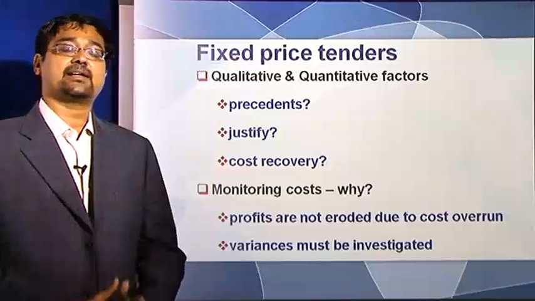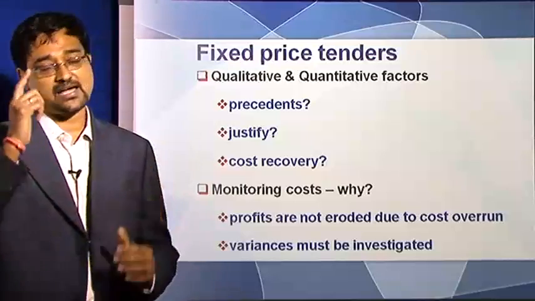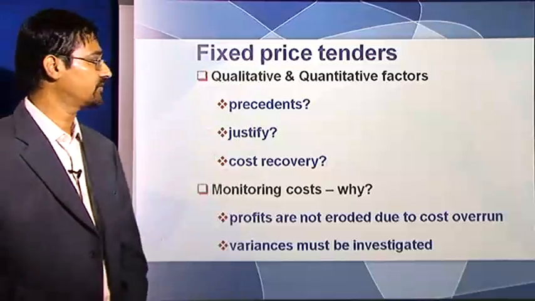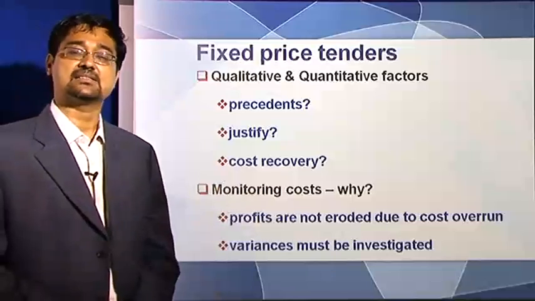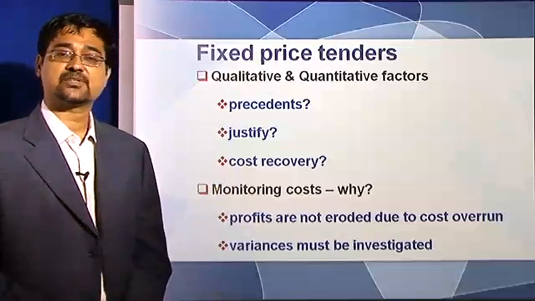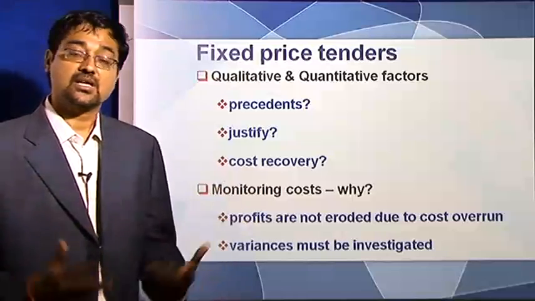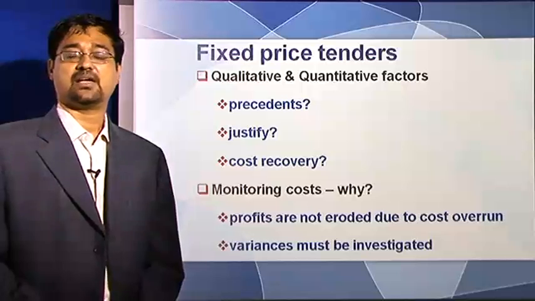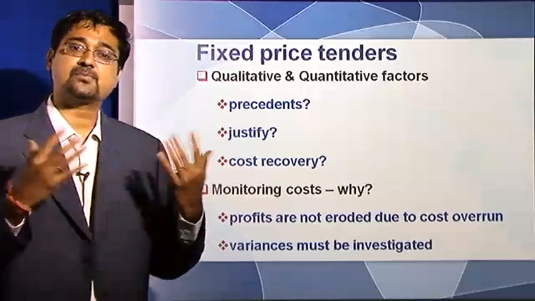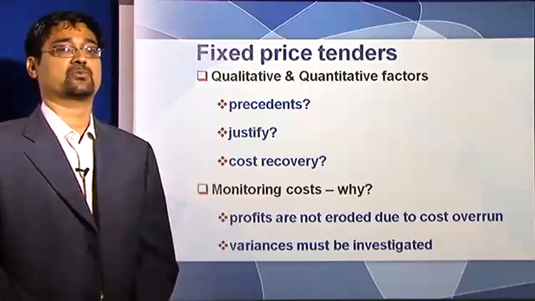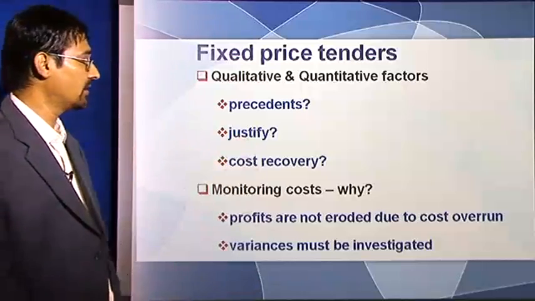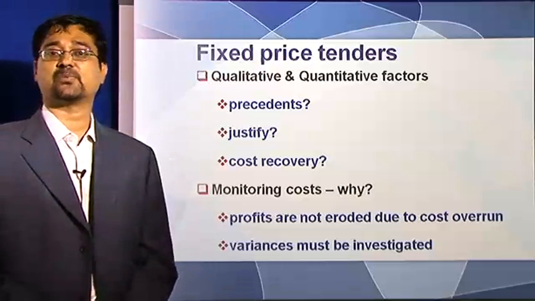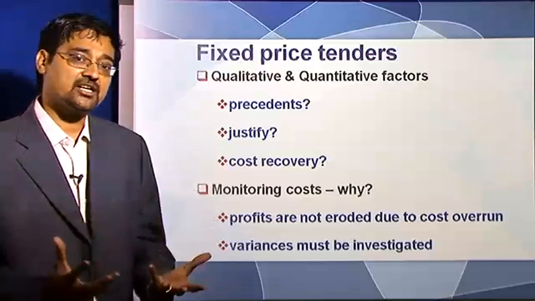There are certain qualitative and quantitative factors which we should always bear in mind whenever we are using a fixed price tender. What are those? One is, do we have precedent to agree on this fixed price? Because if you don't have precedent, how do you come out with a fixed price? Justify. Will this project enable my employees to give that much time to complete the project? That is a big question mark. That has to be answered. And if there is a cost overrun, can we recover those costs? That is another important aspect, because you have already fixed the price. Therefore, how do you manage your profits?